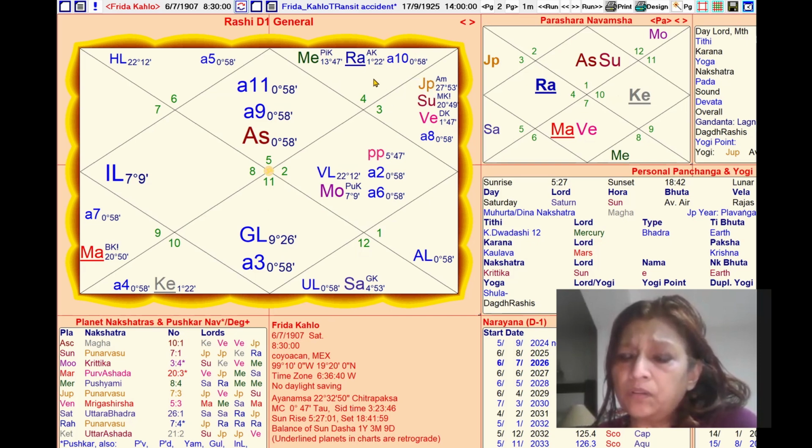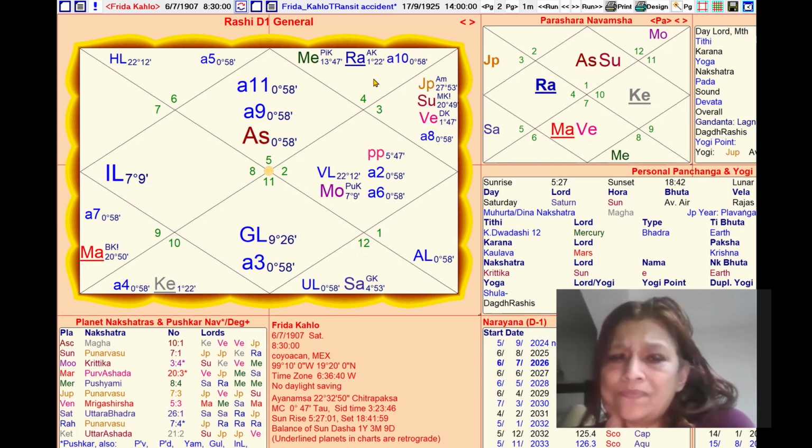And he also had a lot of relationships with younger women, because Rahu is with Mercury, and Mercury is all about younger women.